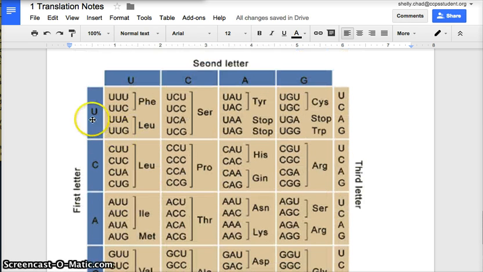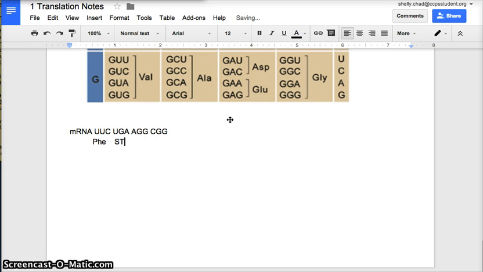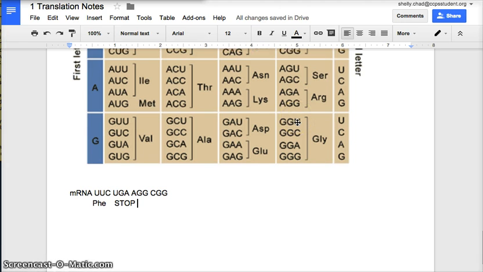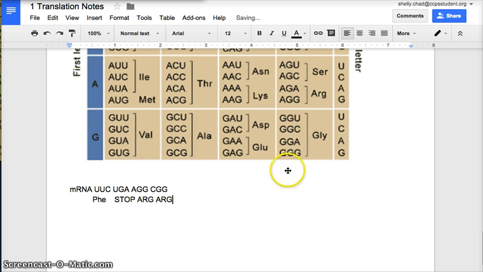UGA is stop. So we would stop, but I'm not going to actually stop. I'm going to keep going. But that's a stop codon. That means we stop the amino acid sequence. AGG is ARG. And then CGG is ARG again. So you see that some of them are coded by different sets of 3. And that would be our protein. Now I know it stops right in the middle of it, but we'll just ignore that. Alright, so that's how you use that.